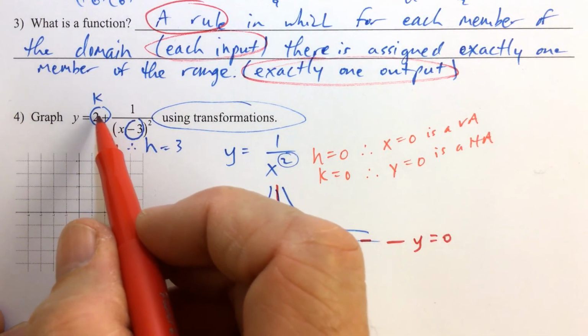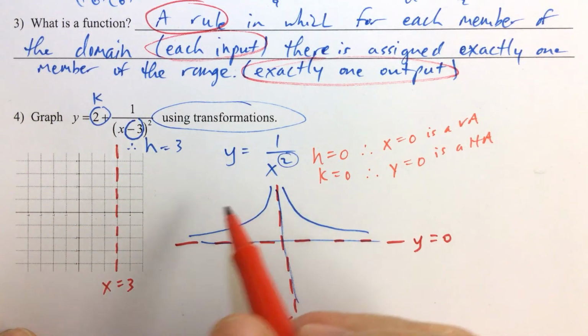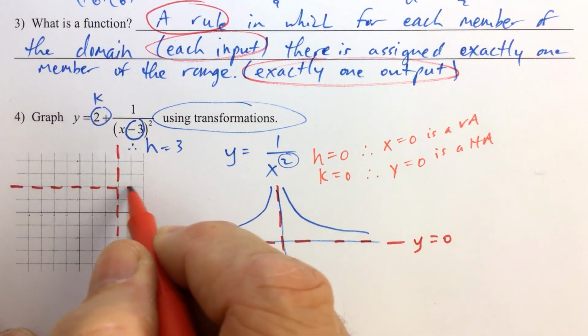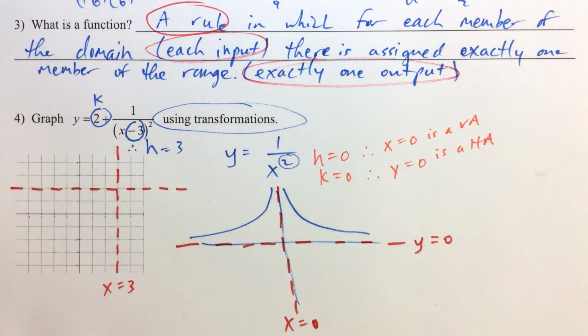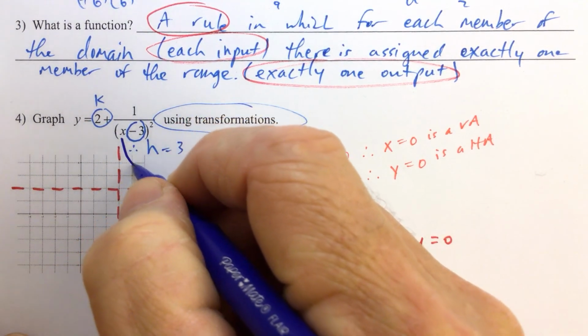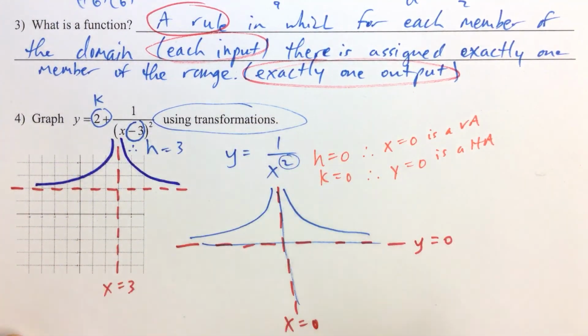Now again, if k is 2, that means that we're going to be moving this graph here up 2 units. And if we move the graph up 2 units, we have to also move the horizontal asymptote up 2 units. And after doing that, we now just draw the graph because we have the guide lines. We know the shape of the graph, and the shape of the graph is like that. And that is how you graph that function.